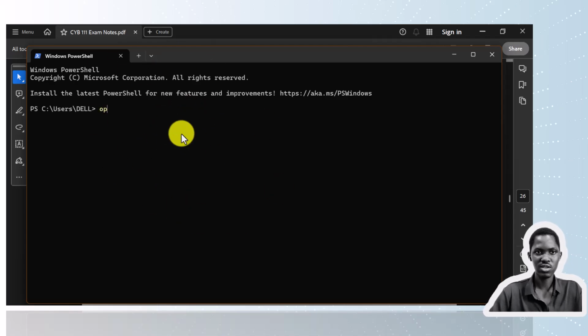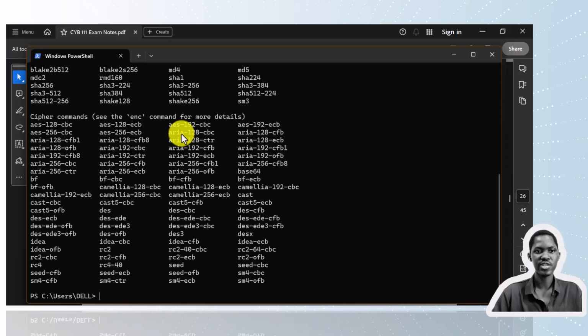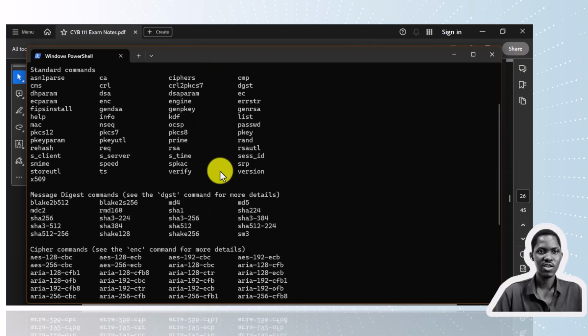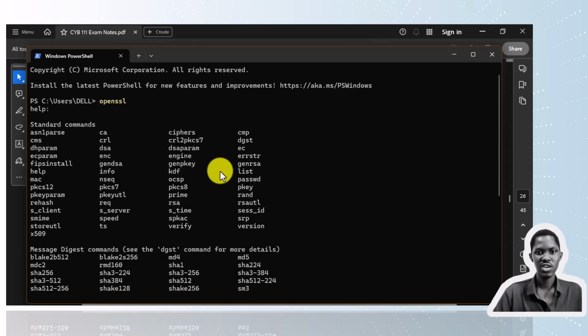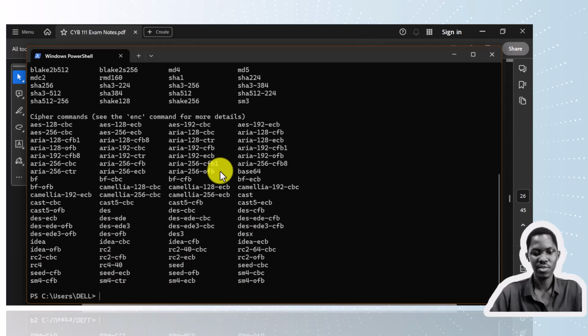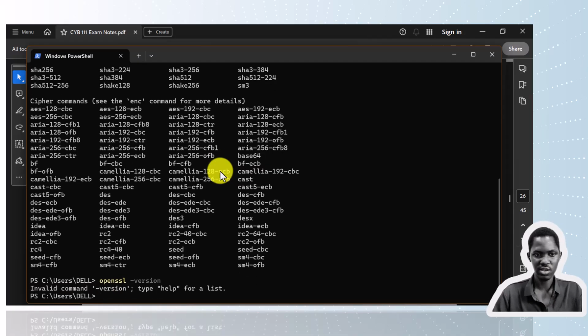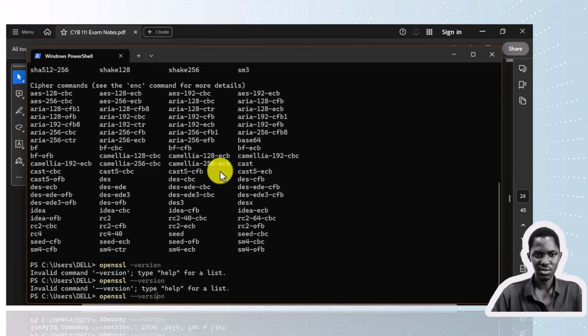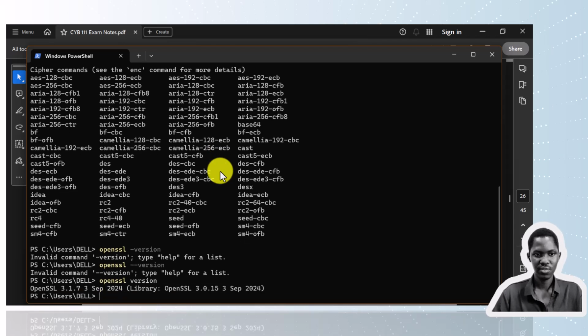You can easily just type openssl and press enter and see if it brings this for you. If it's telling you command not found, then there's a problem. You can type openssl version to see the version of your OpenSSL.